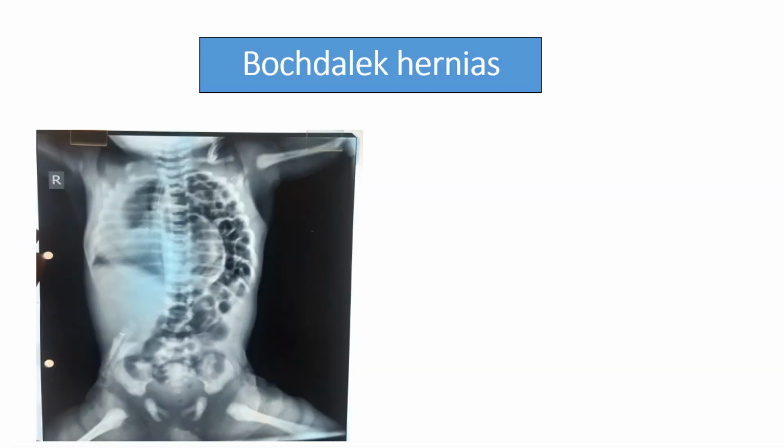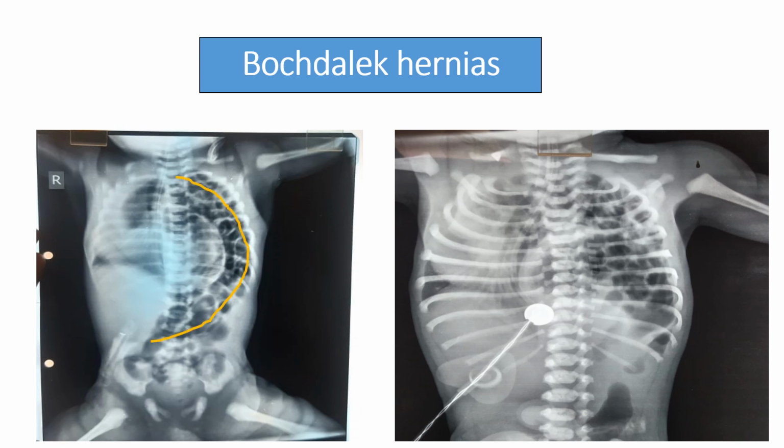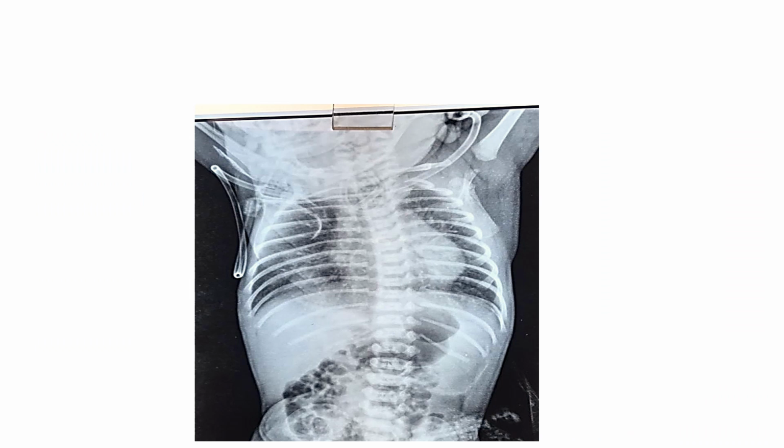These are other X-rays of Bochdalek hernia, and here you can see the continuity of the intestinal loops from the abdomen to the chest wall. In this X-ray also you can see these are the bowel loops which have herniated from the abdomen to the chest. Now I am showing you the characteristic X-ray.